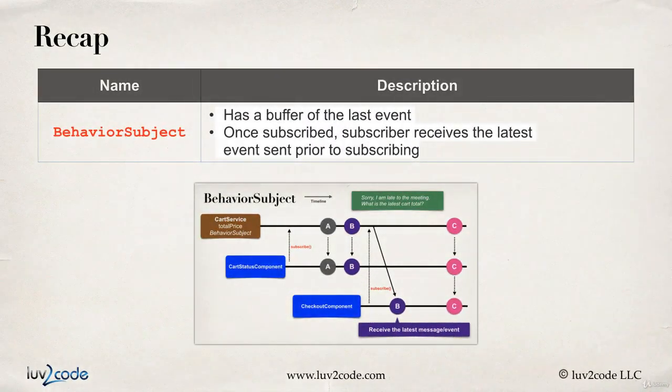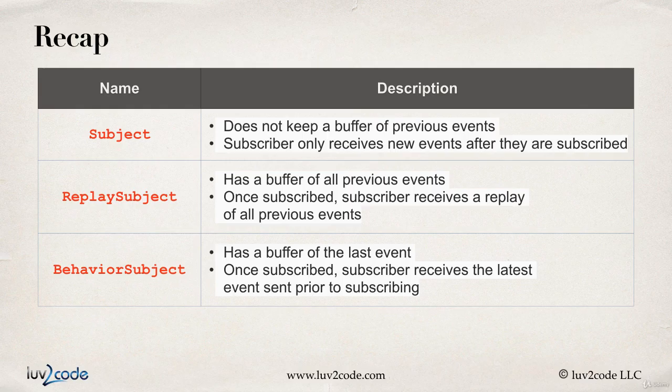And then for behavior subject, it has a buffer of the last event. Once subscribed, subscribers receive the latest event prior to subscribing. So whatever the latest item is, that's the one that they'll get. Similar to the example I used for age, you simply get the latest age of the person. Or for a shopping cart, you'll get the latest total quantity or the latest total price. And now here are all three subjects placed on one slide together, so you can review them and get a good feel for what they're about.